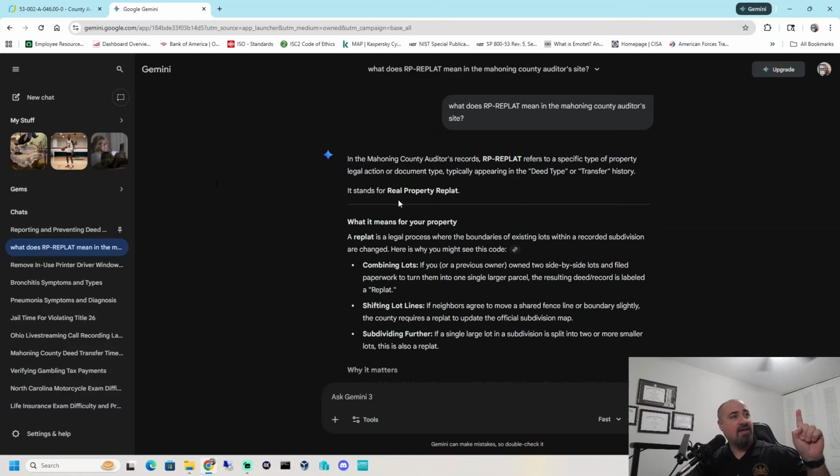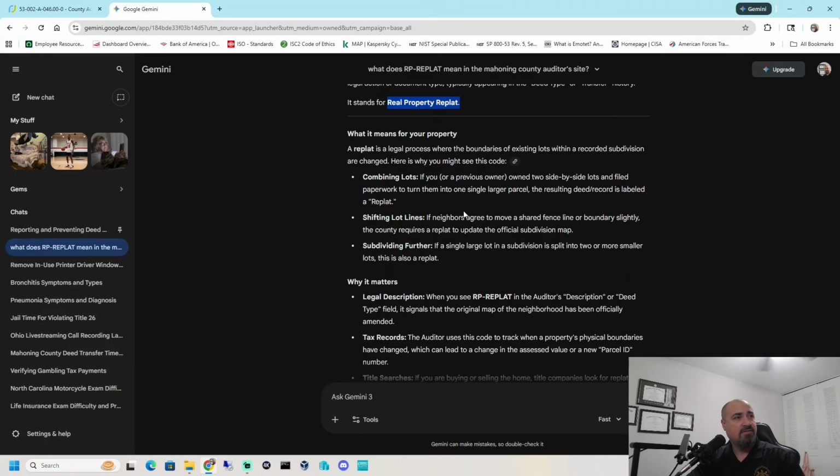I wanted to know what the hell does RE plat mean? Real property replat. It's a legal process where the boundaries of existing lots within a recorded subdivision are changed. Here's why you might see this code. Combining lots, where a previous owner owned two side-by-side lots, filed paperwork, and turned them into a single larger parcel, resulting in a deed record being labeled as a replat. That looks like what happened, right?